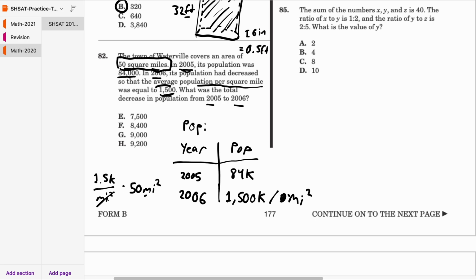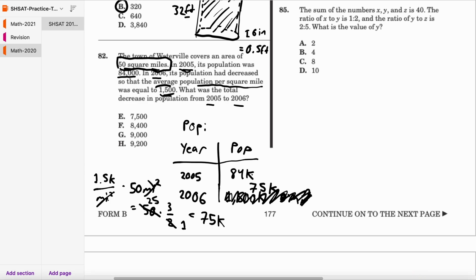And so these units cancel out, and we're left with the total population, which is 50 times, and then 1.5 can be written as 3 over 2. And then this 2 becomes a 1, whereas this 50 becomes a 25, right? So we're just dividing by 2 on both sides, and this is 75,000. So we can replace this cryptic population per square mile with just a general population of 75,000.